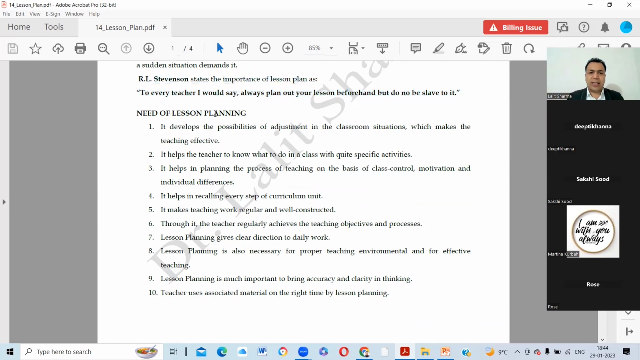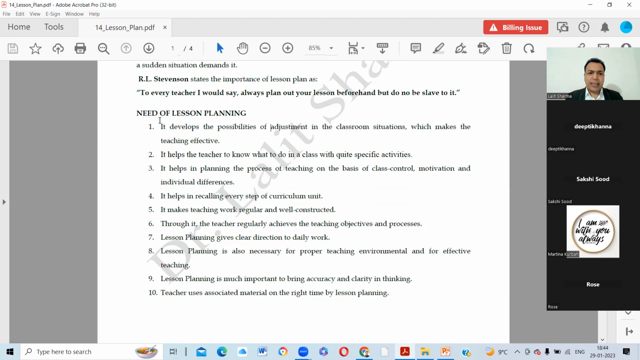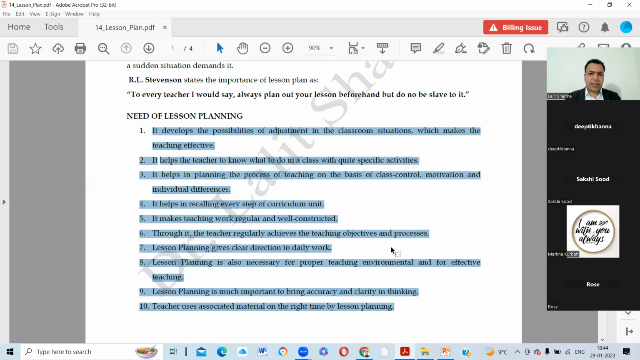Okay, next we talk about what is the need of a lesson plan. Look, these are the important points. Okay, what is the need of a lesson plan? It develops the possibility of, okay, I increase the size, now it is clear? I think it is readable to all of you.